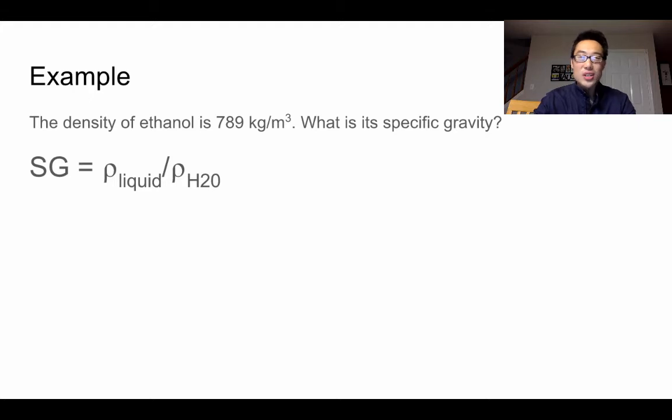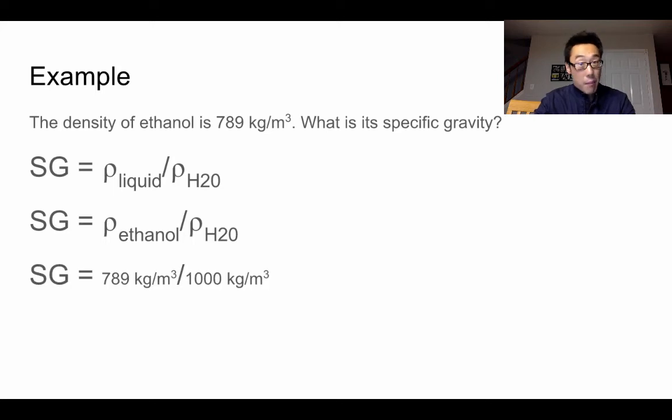Specific gravity, the equation is the density of the liquid divided by the density of water. So I'm just going to rearrange the subscripts a little bit to get the density of ethanol divided by the density of water. Plug in my numbers, we get 789 kilograms per meter cubed divided by 1,000 kilograms per meter cubed. Now notice what happens with the units. When you have the same units in the numerator and the denominator, they cancel out. So we get specific gravity of ethanol to be 0.789. Will it float? Yes, it will. Very good, because it is less than 1.